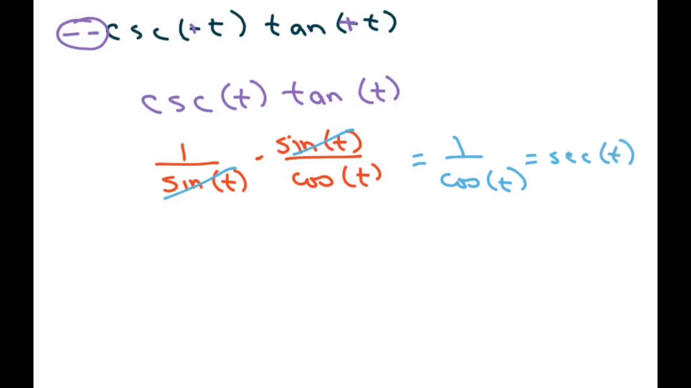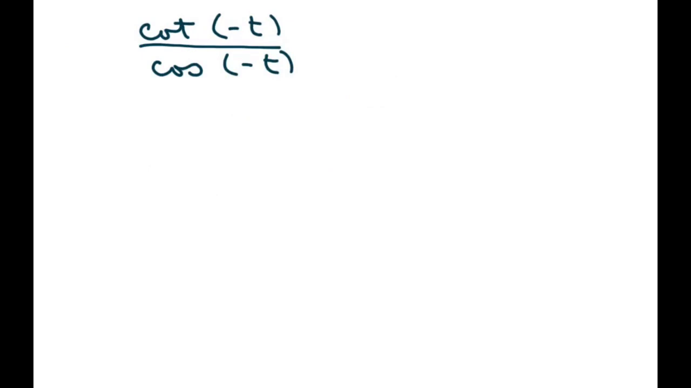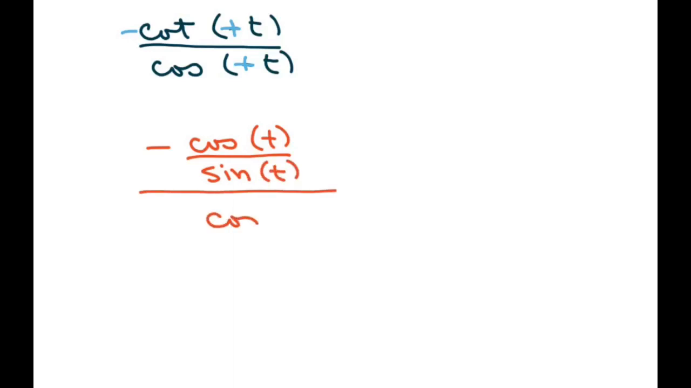All right, and my cosine is even, so I'm just going to make that positive. My cotan is odd, so I'm going to make this part positive, but pull out the negative. Now I'm going to write everything in terms of sine and cosine. So we have negative cosine of t over sine of t divided by cosine of t.